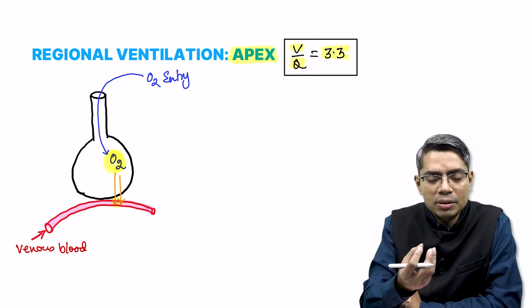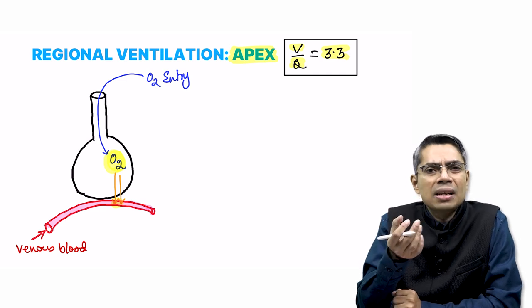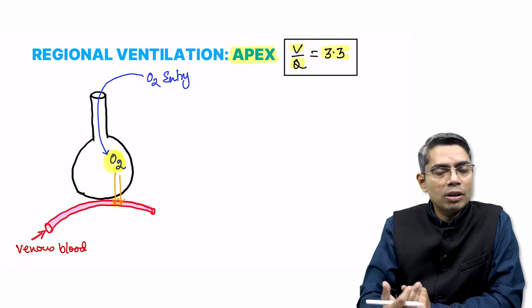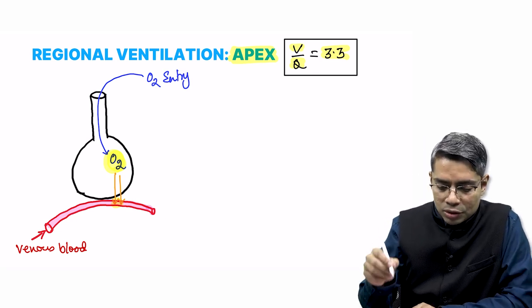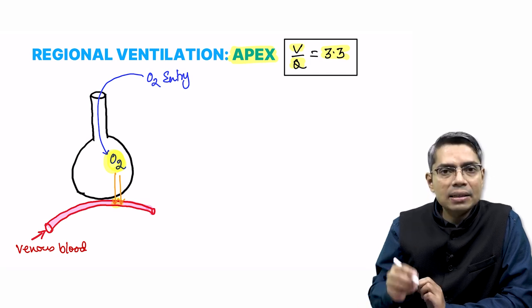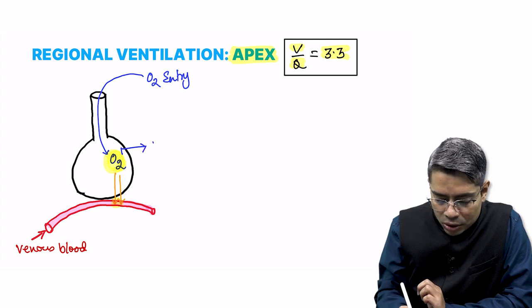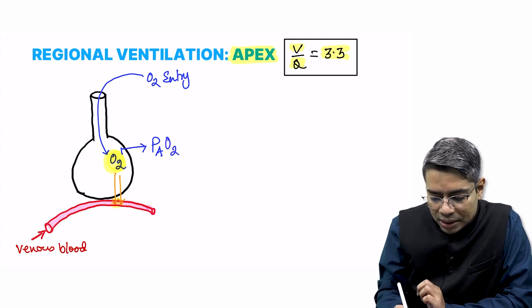So oxygen is entering the alveoli in huge quantity, but all that oxygen is not getting a chance for exchange in the capillary blood because the volume of the capillary blood is also less, and the oxygen entering the alveoli is higher. So what will happen? More oxygen is going to stay behind at the level of alveoli. So more oxygen is going to stay here. What will happen to the partial pressure of oxygen at the level of alveoli?